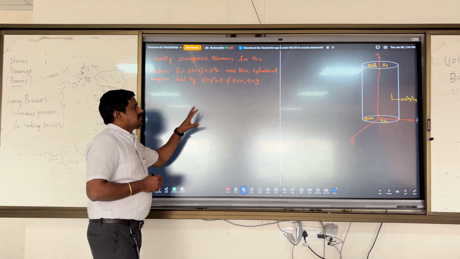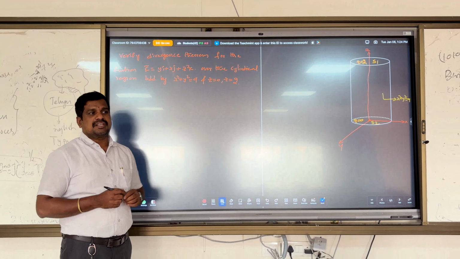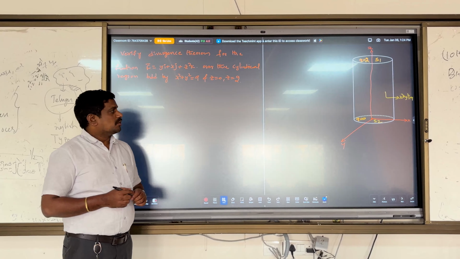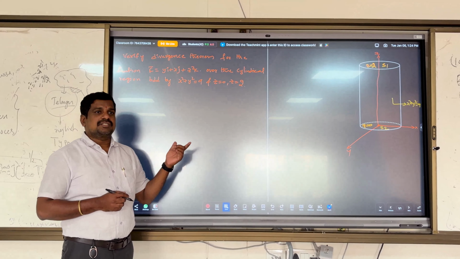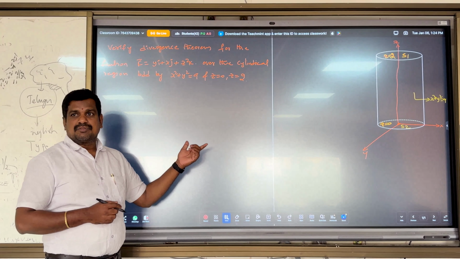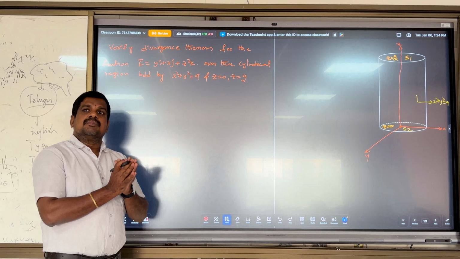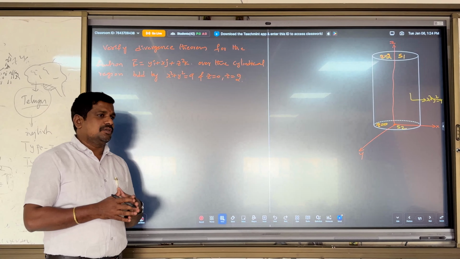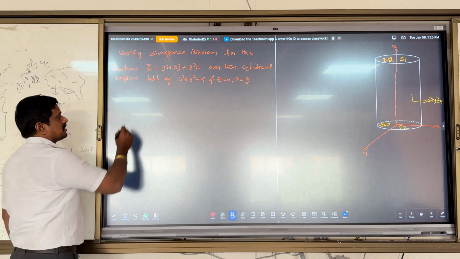Before solving this problem, first you must know the divergence theorem statement. The question is to verify the theorem, so we have to find the LHS as well as the RHS. First you should find the LHS and RHS, then compare the values. If both are equal, then LHS equals RHS. So what is the Gauss divergence theorem?